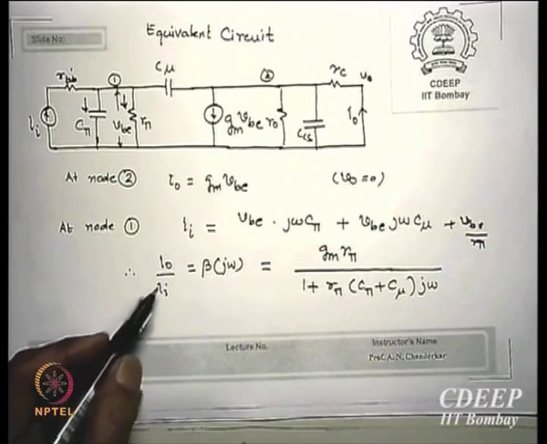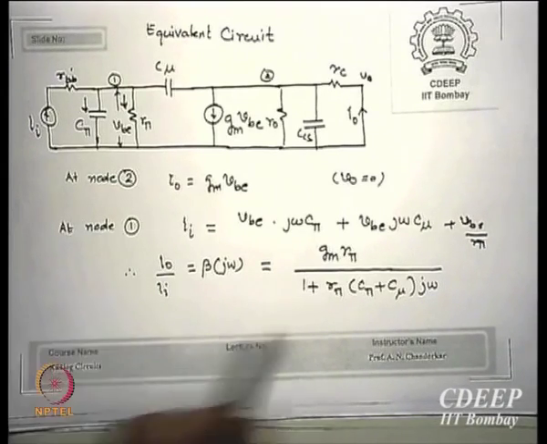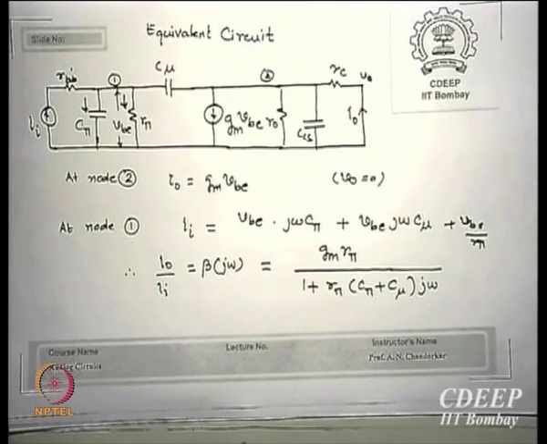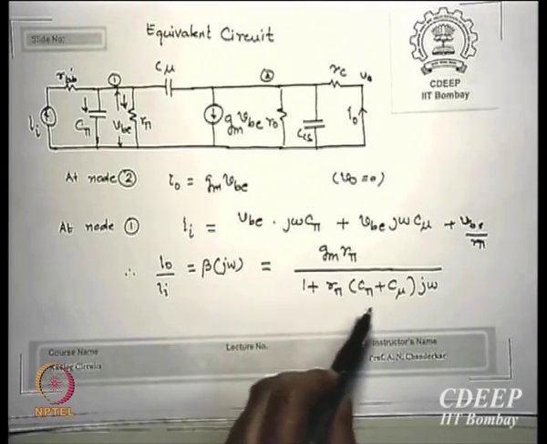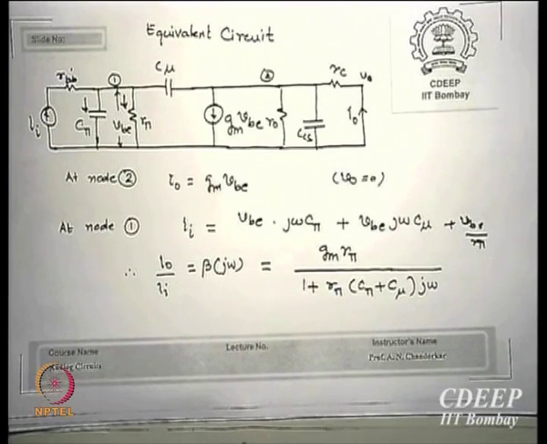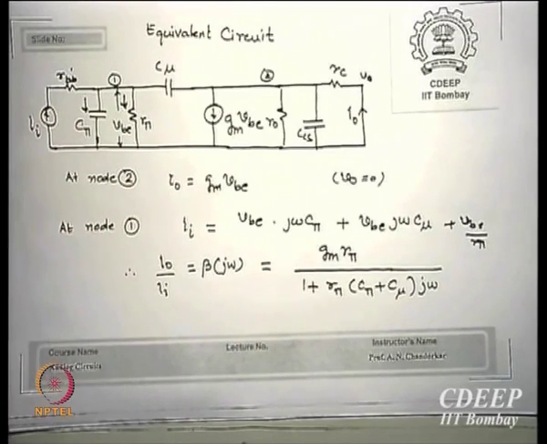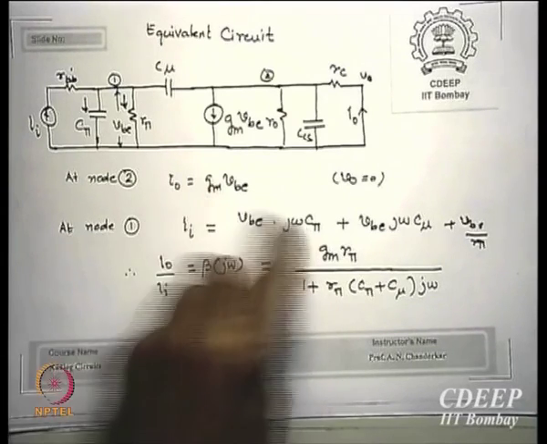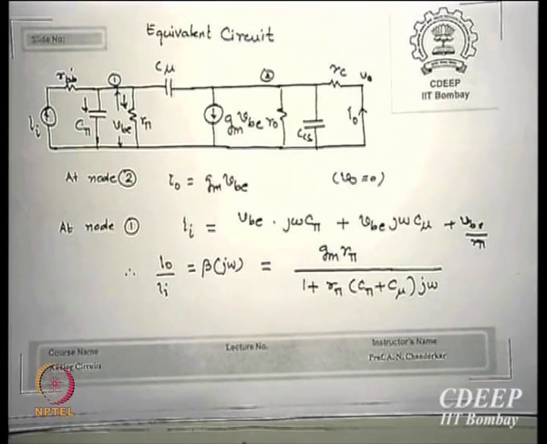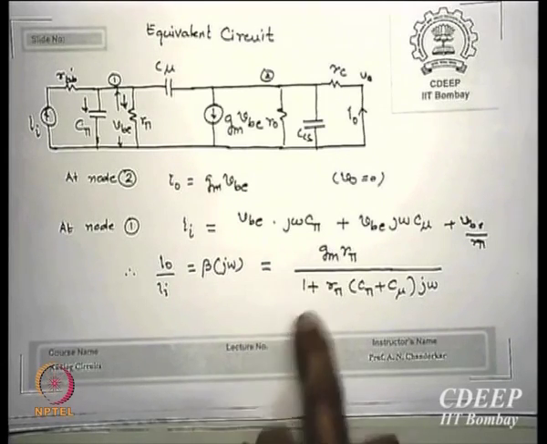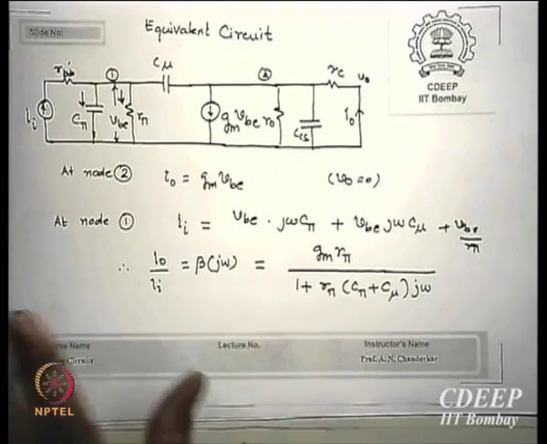And if I collect I0 by II from these two node equations, I can get I0 by II is gm r pi upon 1 plus r pi times c pi plus c mu into j omega. Is that term clear? I got II, I got I0, and then took the ratio of I0 by II. Output current, which is collector current, II is the base current, the ratio is beta. Since both currents are functions of frequency, so is beta a function of frequency. So I have beta j omega is gm r pi upon that.